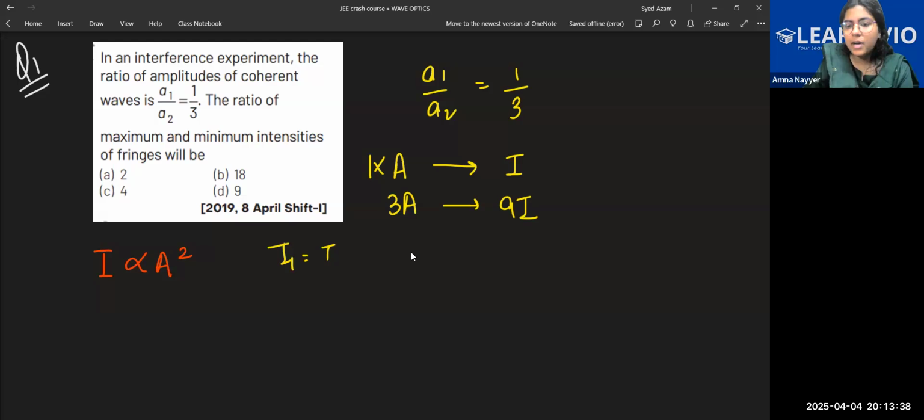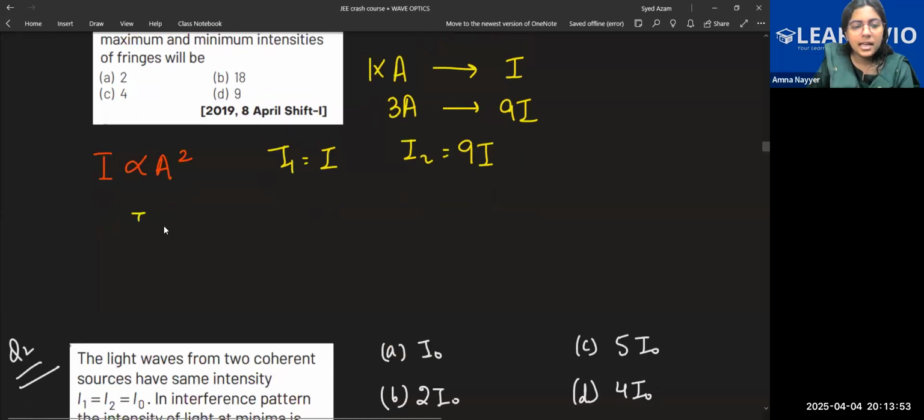I1 is I, I2 is 9I. Or you can use some constant K or X also, same thing. These things will be cancelled because it's the ratio. Now you have to take the ratio of maximum to minimum. Class, what will be I maximum?